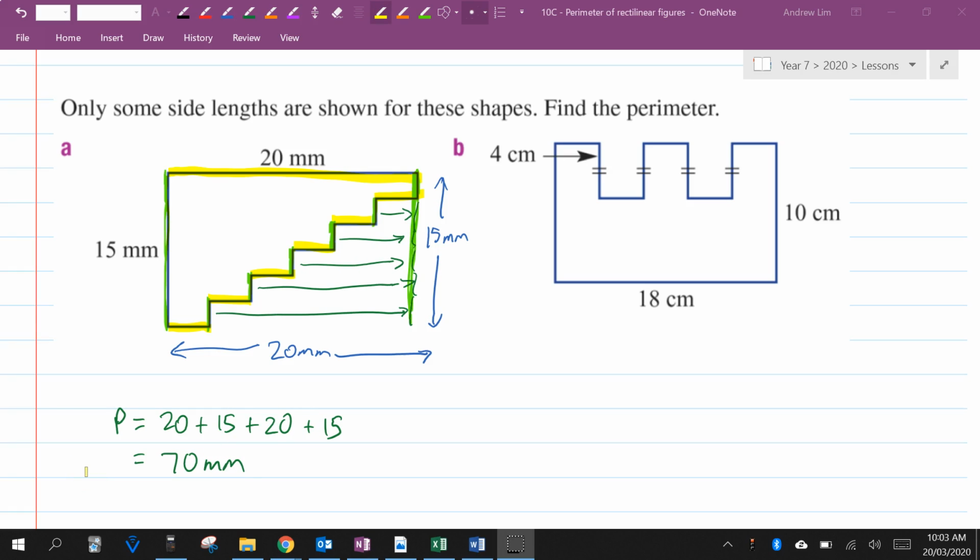Okay, so for question B, we can see that some sides are missing, but we do know that this side here is 10, because this side is 10, and they're both equal. Because this side is 4, this is 4, that's 4, and that's 4, what's missing are these sides. We don't know how long they are. But what we do know is that if we were to push it up, and that one as well, then the entire length is the same as that 18.